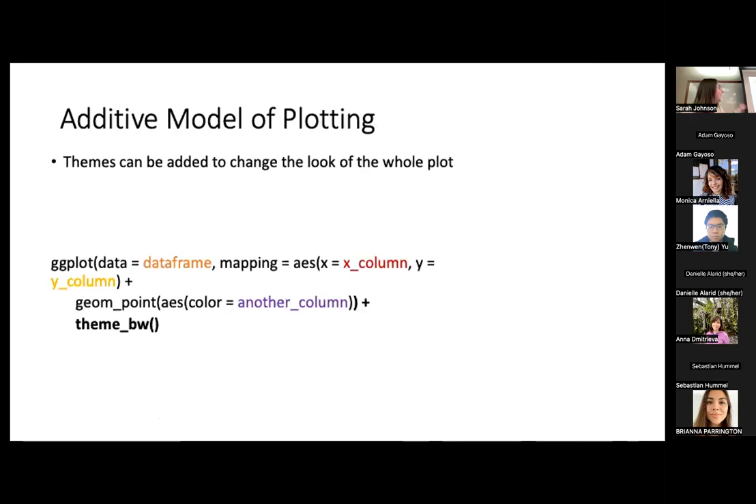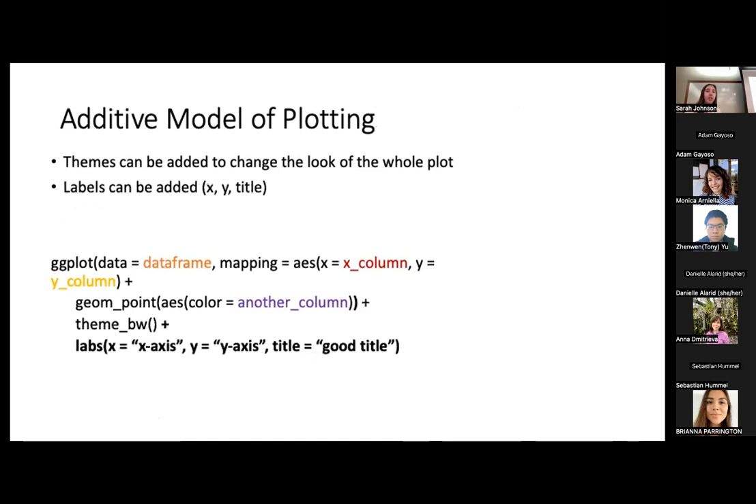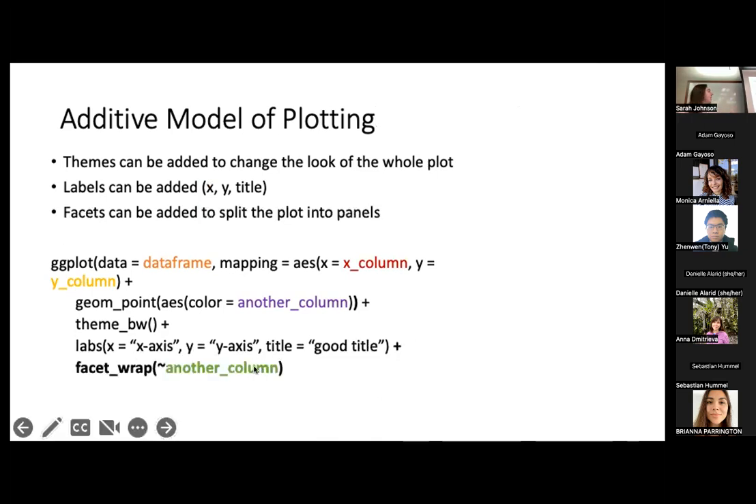And I keep saying that this is additive. So this is what we were just talking about. You can also add on different themes. This theme will just change the background color. You can add on labels. Again, you always have to use a plus between each layer that you're adding on. You can type in whatever you want, like a good title for your title. You can facet it by, again, adding a facet layer. And that's generally how you'll build your plot.